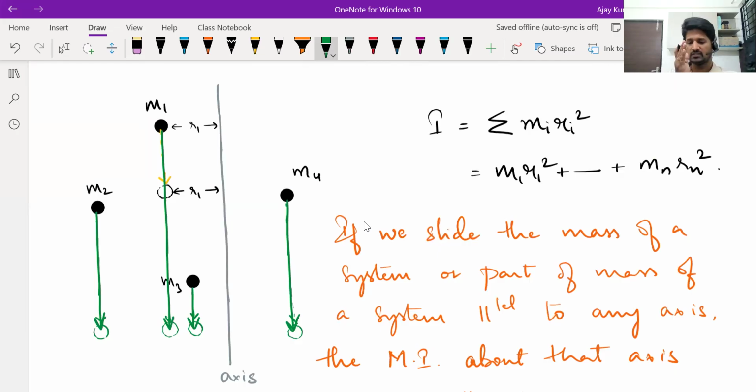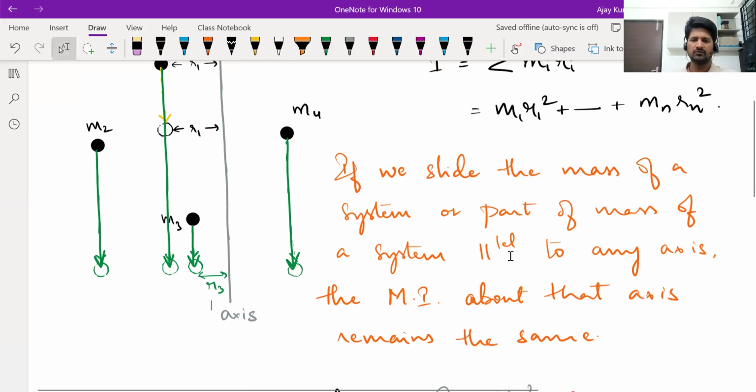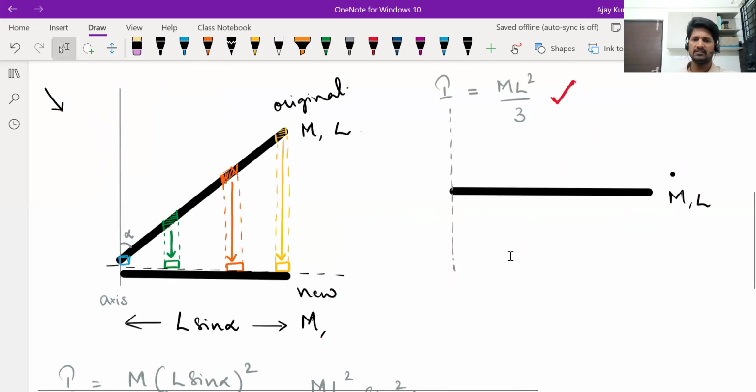Why? Because the distance of M1 from the axis is still R1. The distance of M3 from the axis is still R3. You are not changing the distances, so moment of inertia will not change. Okay. So the idea is that if we slide the mass of a system or some part of mass of a system parallel to any axis, the moment of inertia about that axis remains the same. We applied that in this case.